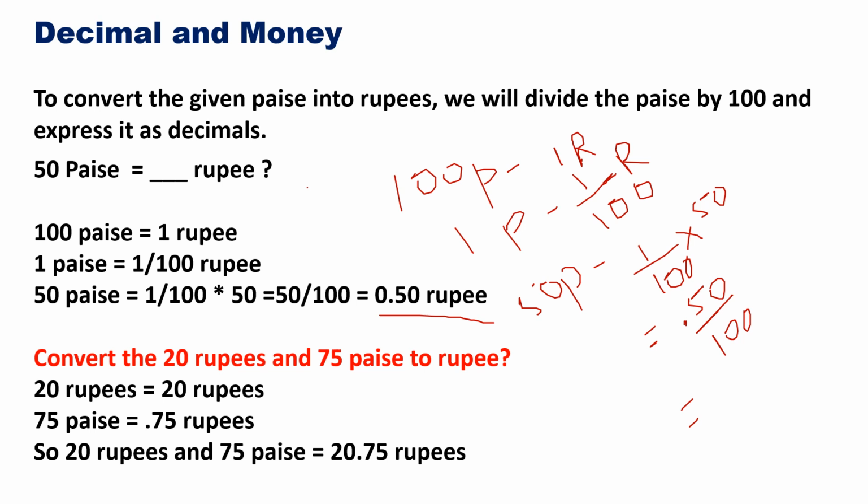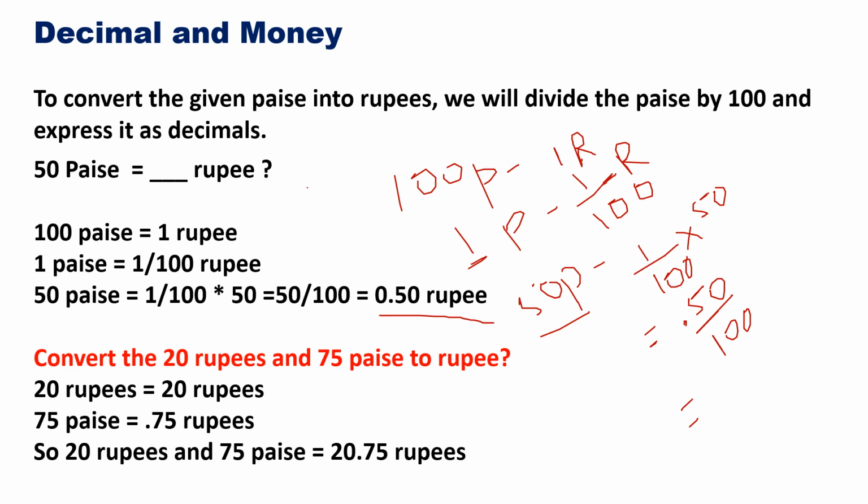How? Because 100 paisa is 1 rupee, 1 paisa is 1 by 100. Why 1 by 100? Because 1 is lesser than 100. So this 1 will come down, and this 100 paisa will come as denominator. Then for 50 paisa, as 50 is greater than 1, it will be multiplied: 1 by 100 into 50. So 50 by 100 means 0.50 rupees.